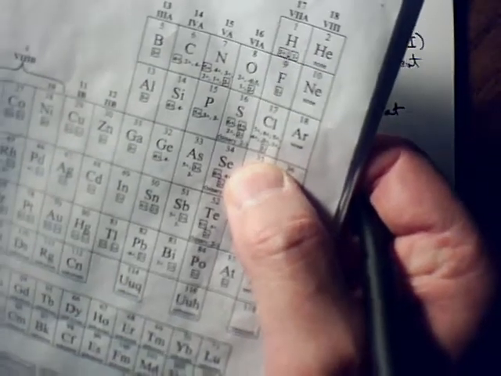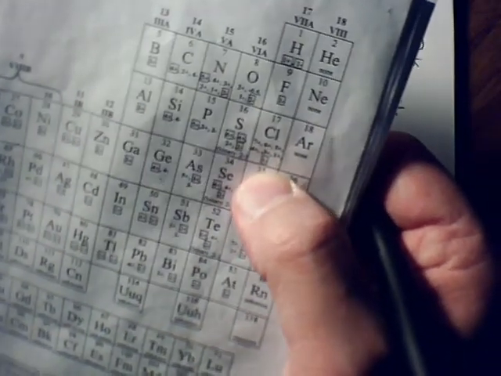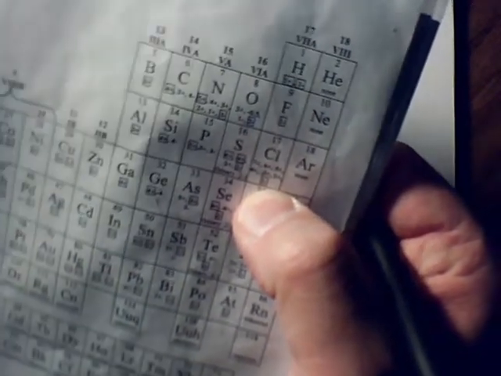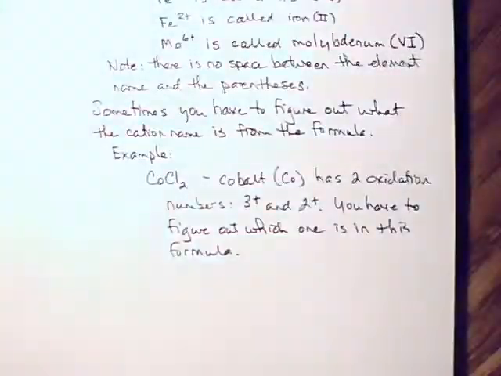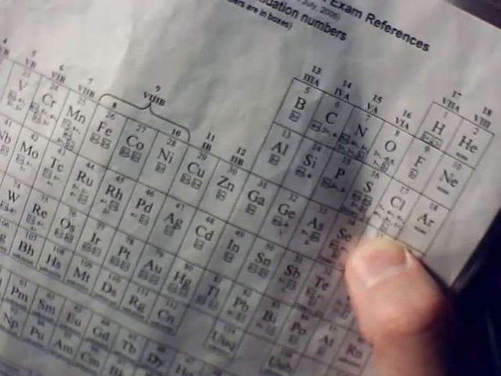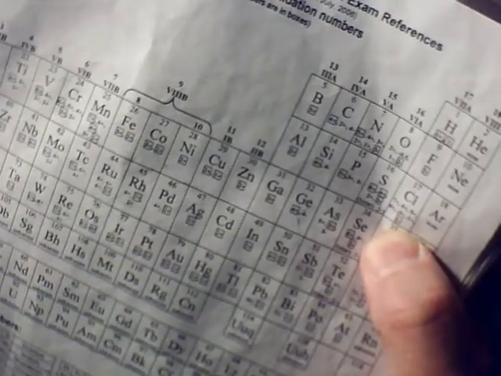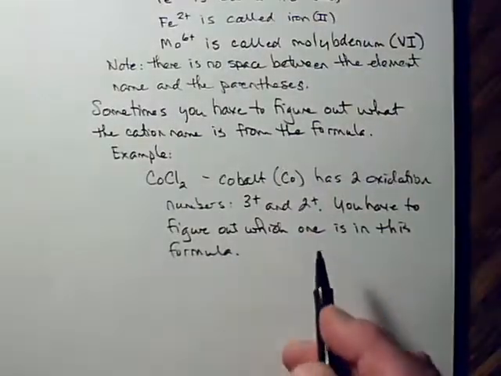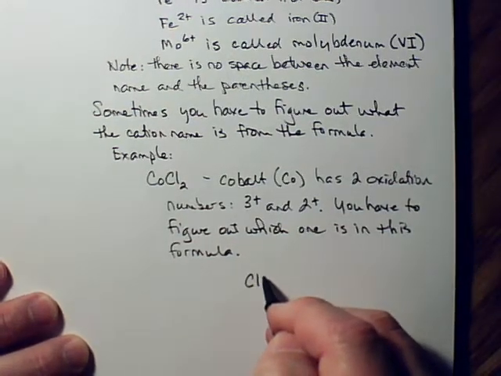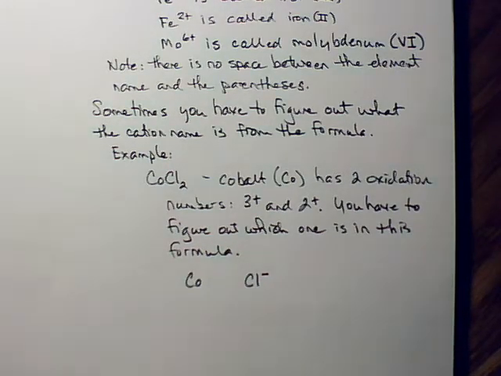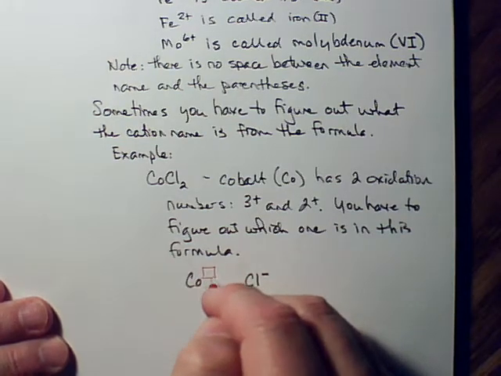Do we know which charge chlorine has? Well, let's look at it. Here's chlorine. Is there a number there? No. Well, chlorine has several different charges. How do we know which one to use? Since we have to have an overall neutral charge, and cobalt only has positive charges, the only way to get a neutral charge is if chlorine has a negative charge. Is there anyone who doesn't understand why? Mathematically, there's no other way to get a zero. So chlorine has to be one negative, right? Here's cobalt. We don't yet know what its charge is going to be.